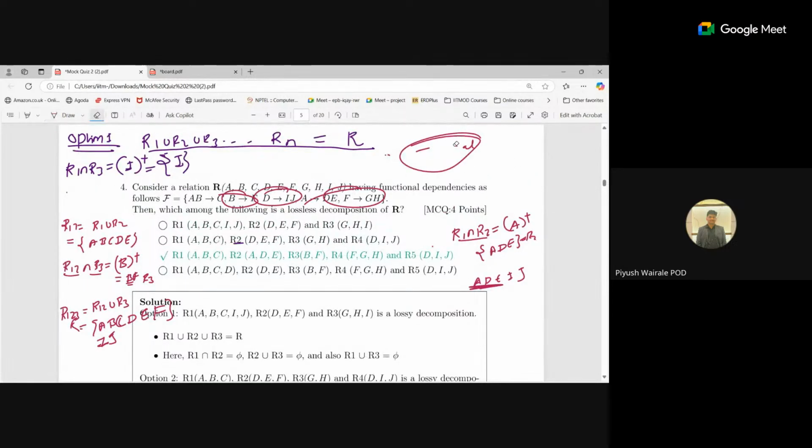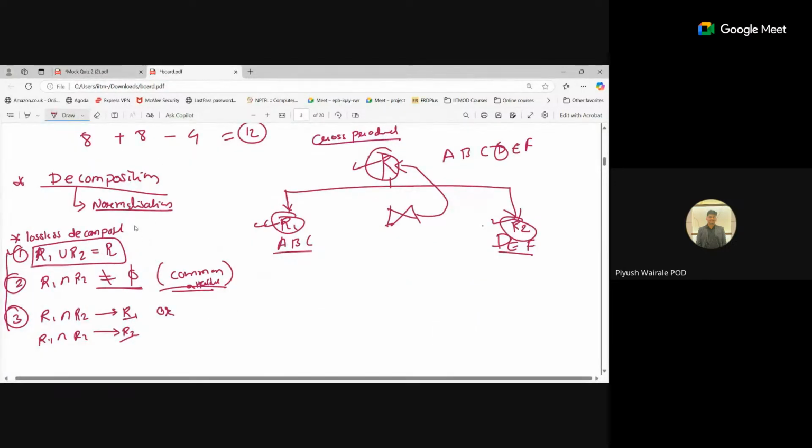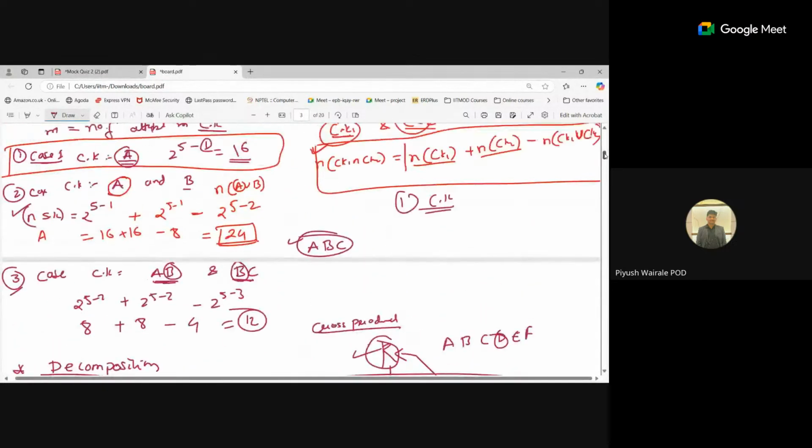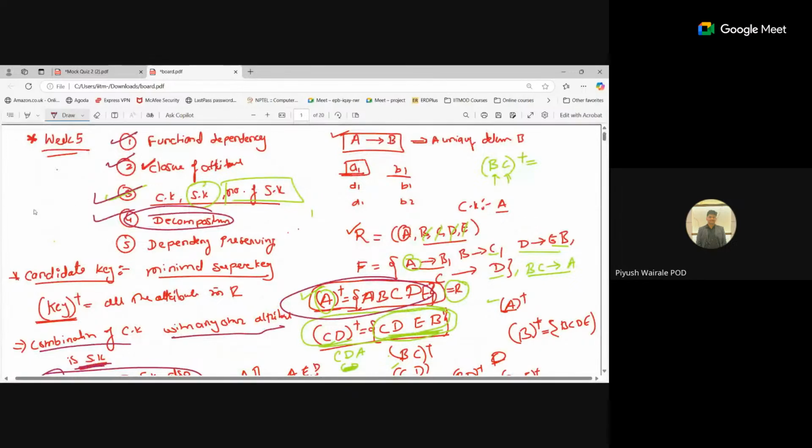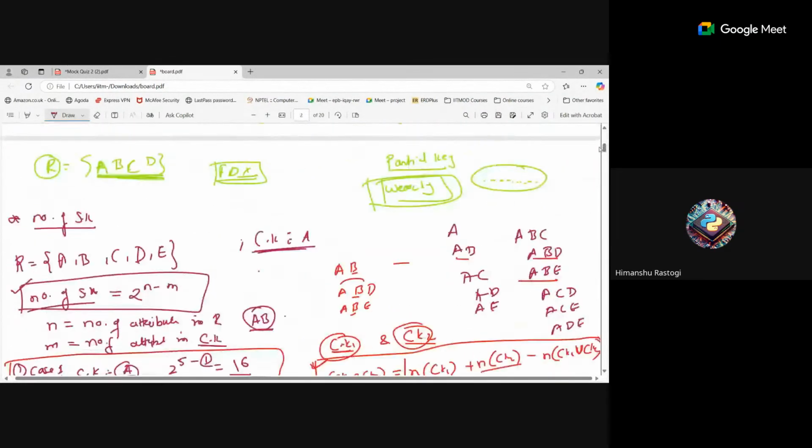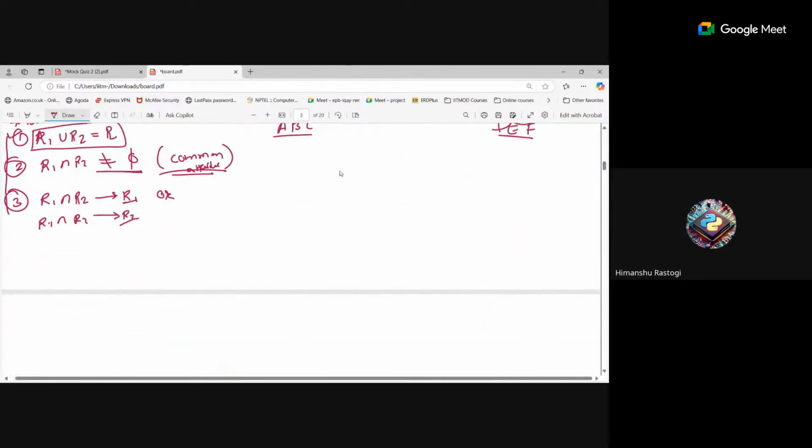Okay. So this is about the decomposition part. Anyone any issue with the decomposition part? Any question? So this was the checking, but how to decompose? If we have to decompose, do you have the example for that one?